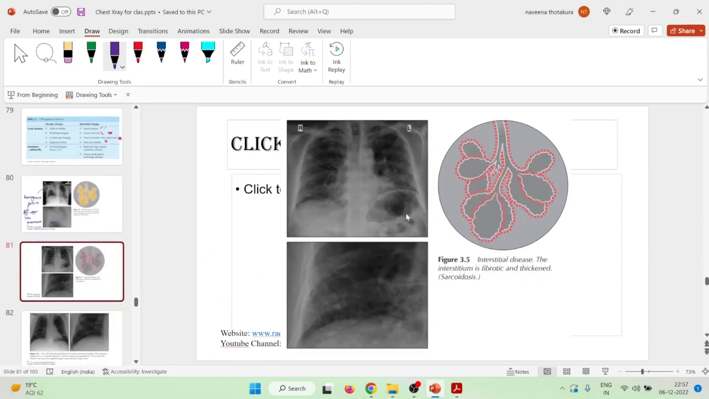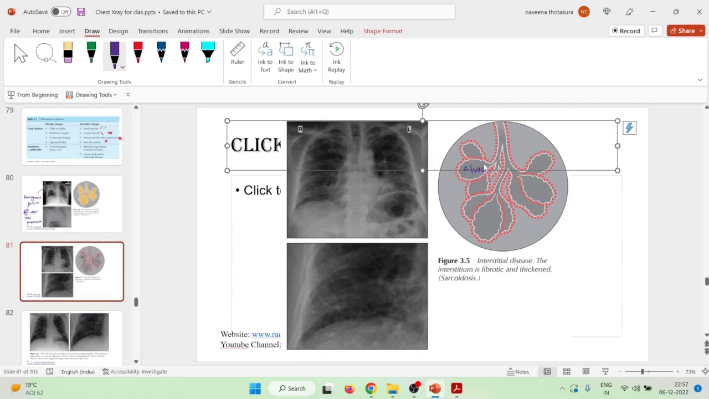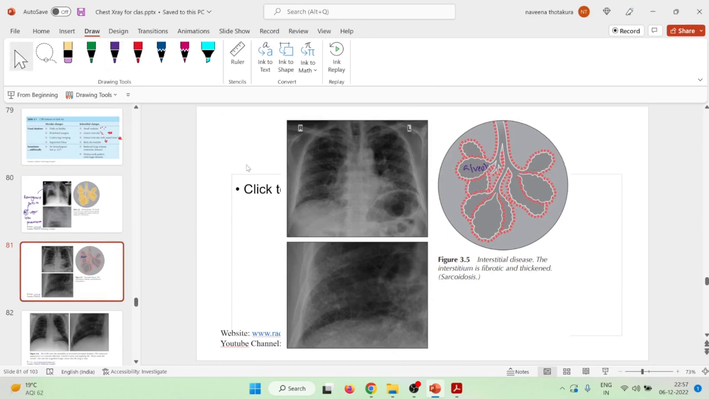Next, if you see here, this is interstitial disease where the interstitium, surrounding the alveoli, is affected. Instead of the alveoli, it is the interstitium which is affected here. In interstitial disease, you will see the presence of a reticular pattern. These are actually fibrotic and thickened interstitium seen here. So, this is interstitial disease.